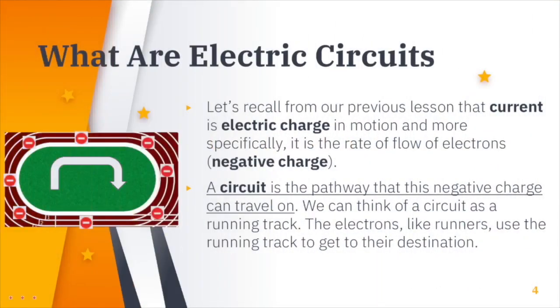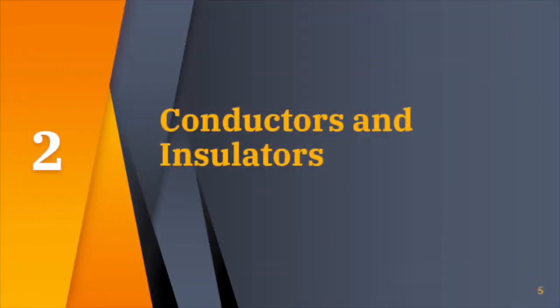What are electric circuits? Let's recall from our previous lesson that current is electric charge in motion, and more specifically, it is the rate of flow of electrons, or negative charge. A circuit is the pathway that this negative charge can travel on. We can think of a circuit as a running track. The electrons, like runners, use the running track to get to their destination.